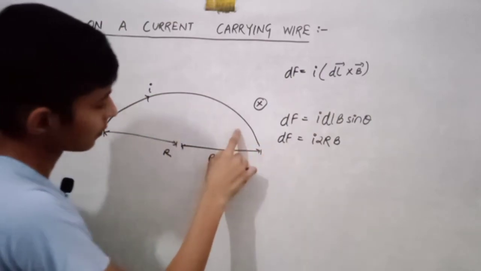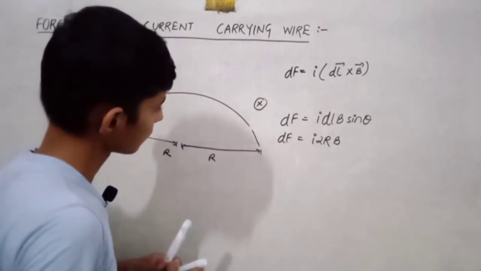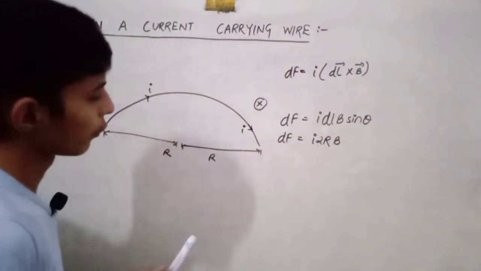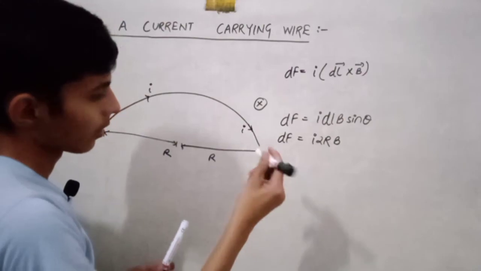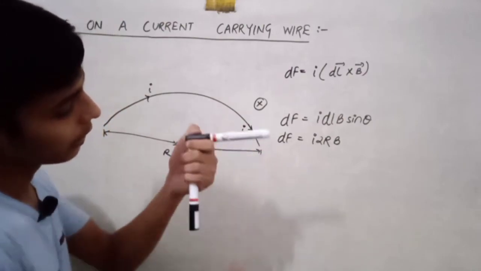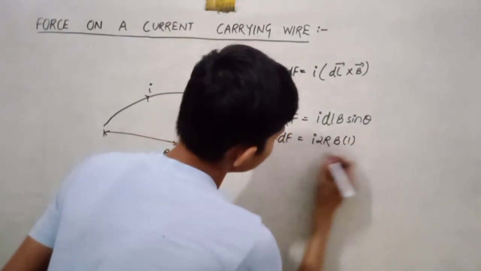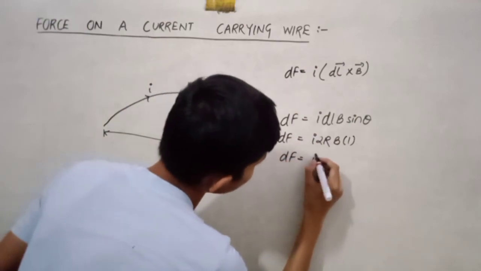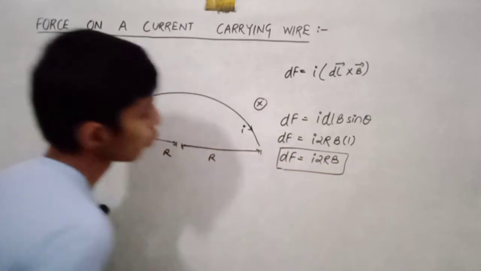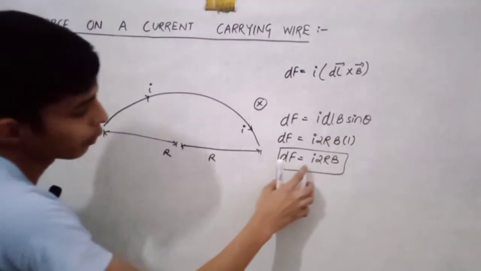Now suppose here the current reaches here. Now here the direction of force is like this. So the angle between dl and B is 90 degrees. So sin 90 equals 1. So dF equals I 2r B. So force on this bar equals I 2rB.